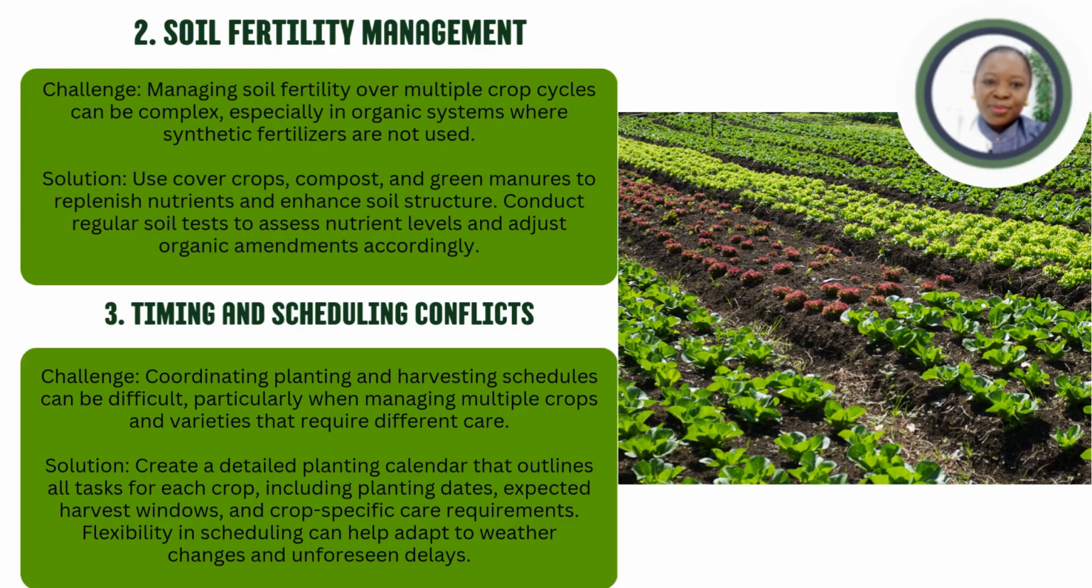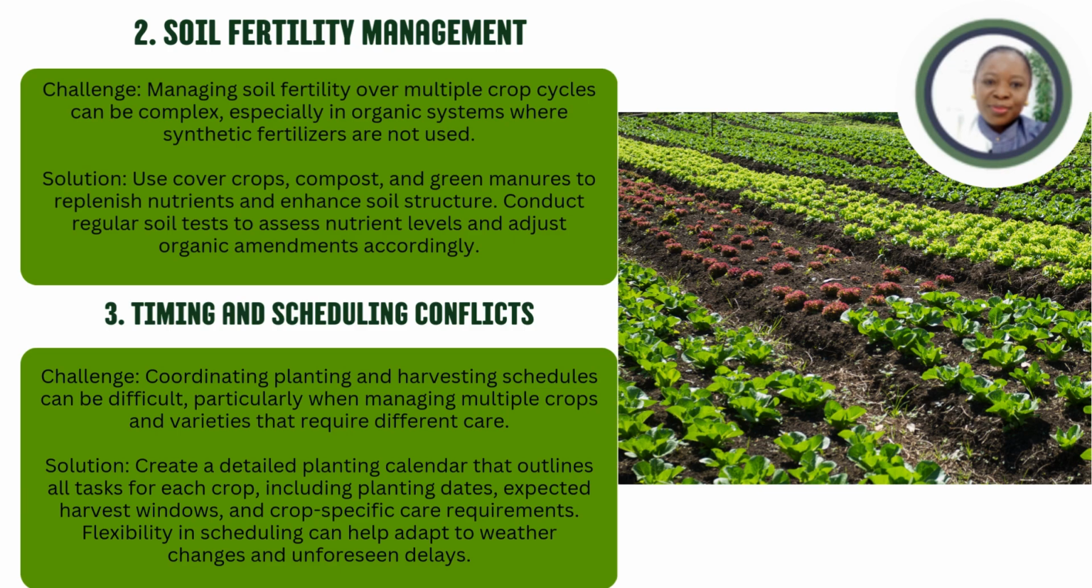2. Soil fertility management. Challenge: managing soil fertility over multiple crop cycles can be complex, especially in organic systems where synthetic fertilizers are not used. Solution: use cover crops, compost, and green manures to replenish nutrients and enhance soil structure. Conduct regular soil tests to assess nutrient levels and adjust organic amendments accordingly.